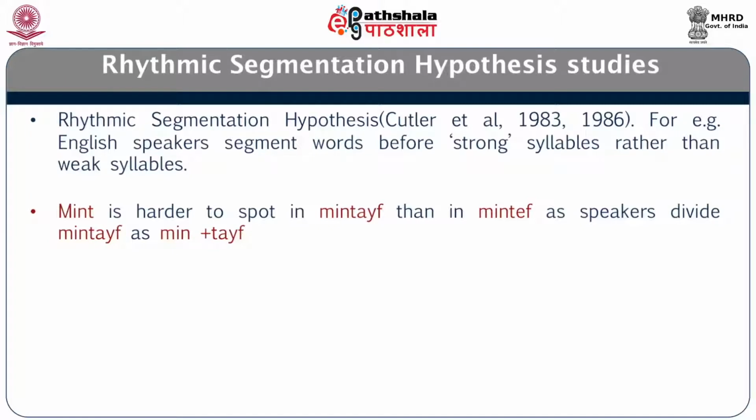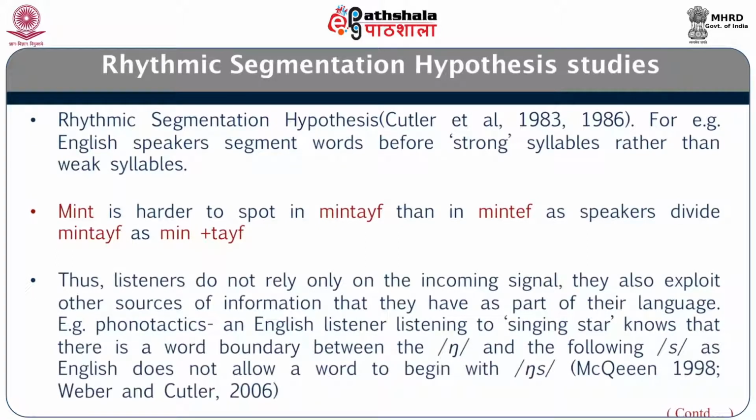And so listeners not only rely on the actual acoustic signal, they also listen for other things. They exploit other sources of information that form part of their language. For example, let's look at phonotactics. An English listener listening to the words "singing star" knows that there is a word boundary between "singing" and "star". Why? Because English does not allow a word to start with that sound. It has to occur only in the word final position. And that's a very good signal. Where you hear it in English, you know that's the end of a word, and whatever else follows is a new word. So this is what we call phonotactics. English listeners can exploit that kind of phonotactics in listening processes.